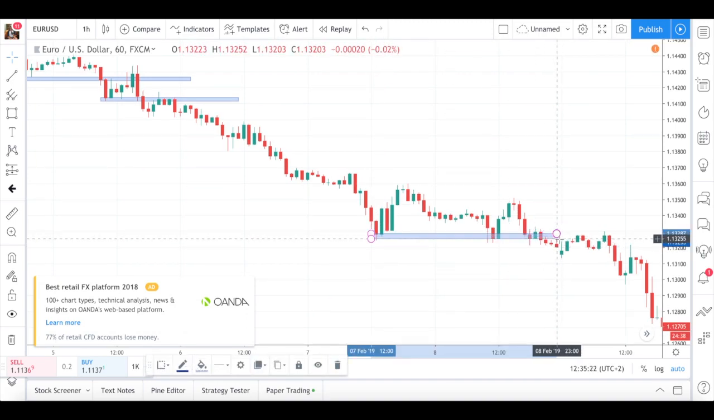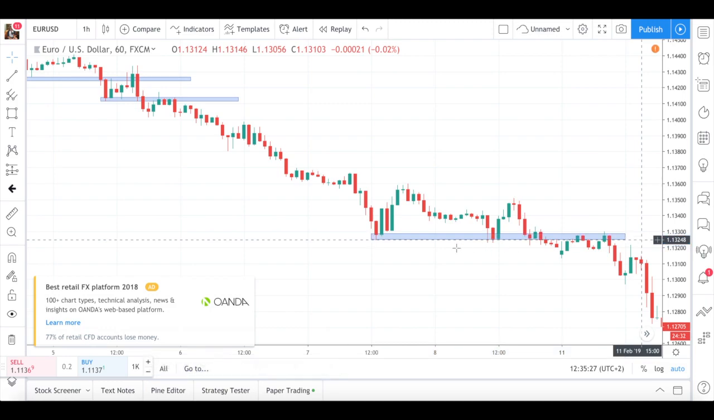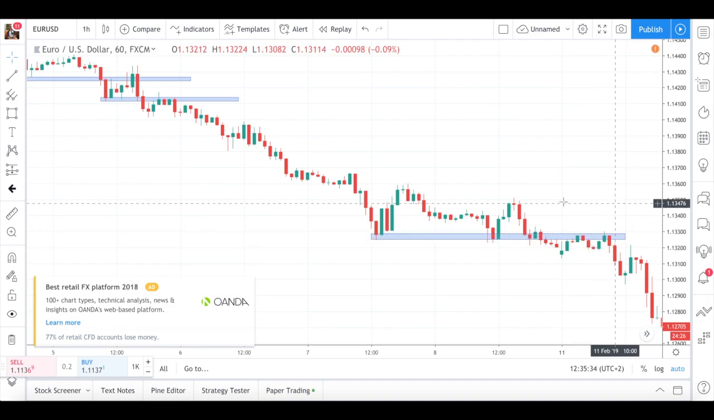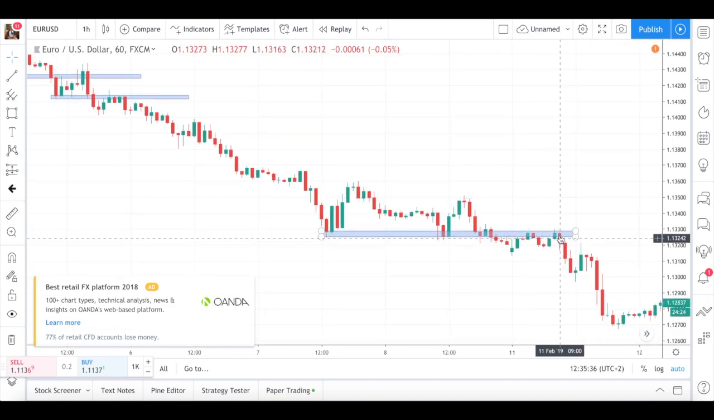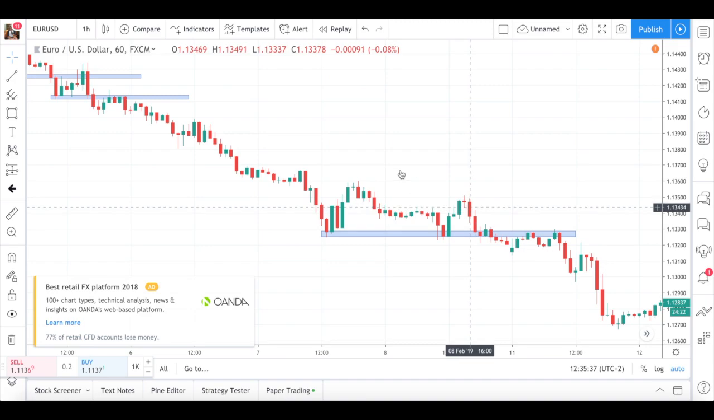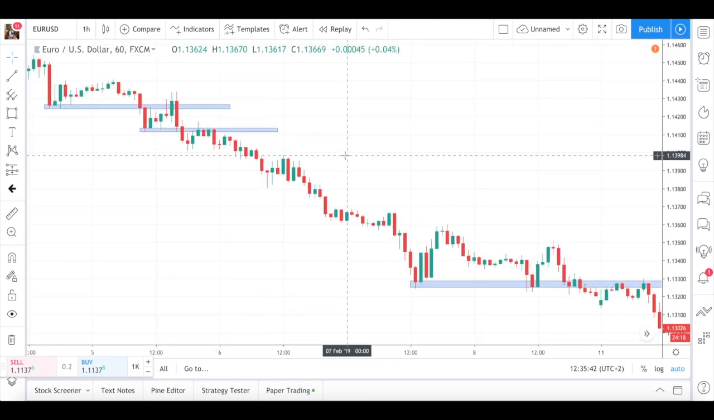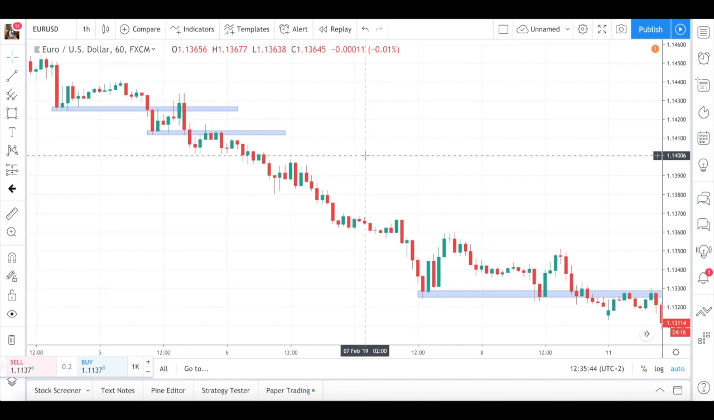Alright, so as you can see, when we finally got a break of this area, we had a test, a second test, a break, a retest, double top, bearish engulfing over here, and a collapse. So that is a very basic, quick explanation of what it is to trade a break and retest.